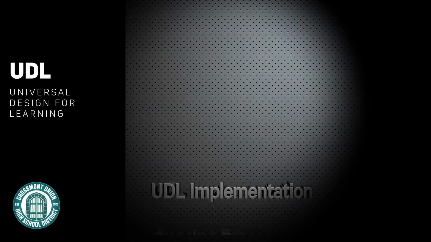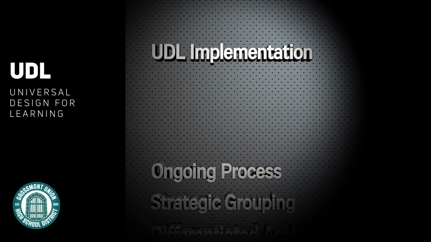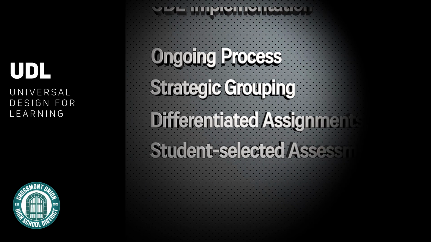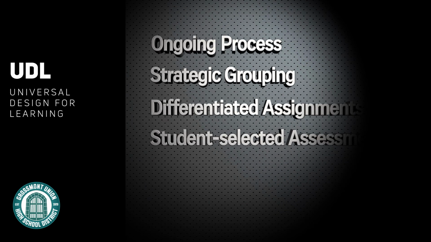So, what does UDL look like in practice? The implementation of UDL is an ongoing process that usually starts small and builds up over time, and can start with just 1 or 2 lessons. Over time, teachers might develop a more elaborate UDL model.